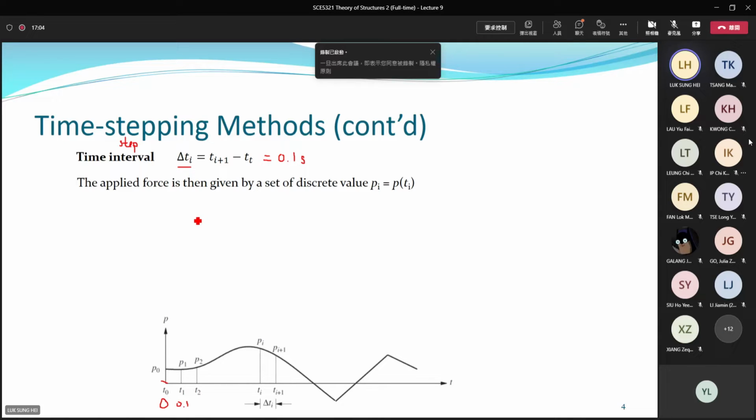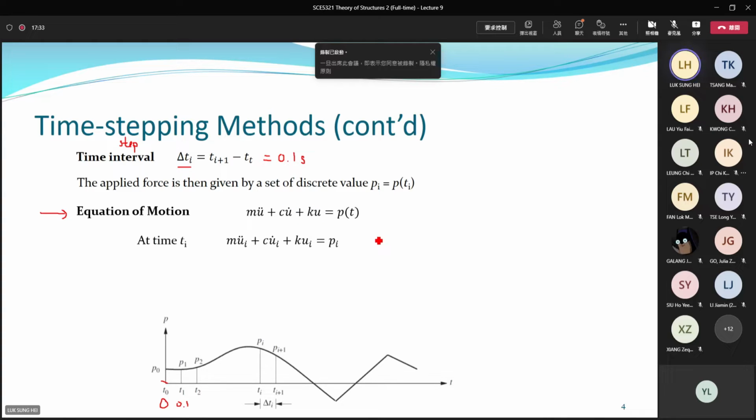So here we cut the loading into different time instants, and then we consider our equation at each time instant. This is the general equation of motion we derived together in topic 4. This equation is true along the whole time history, which means that this equation is true at time equal to 1, time equal to 2, time equal to 3. At all time instants, this equation should be satisfied.